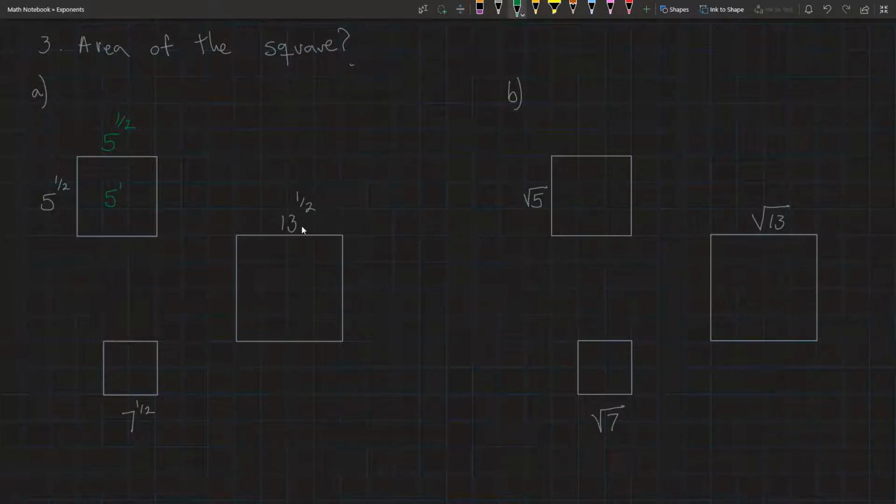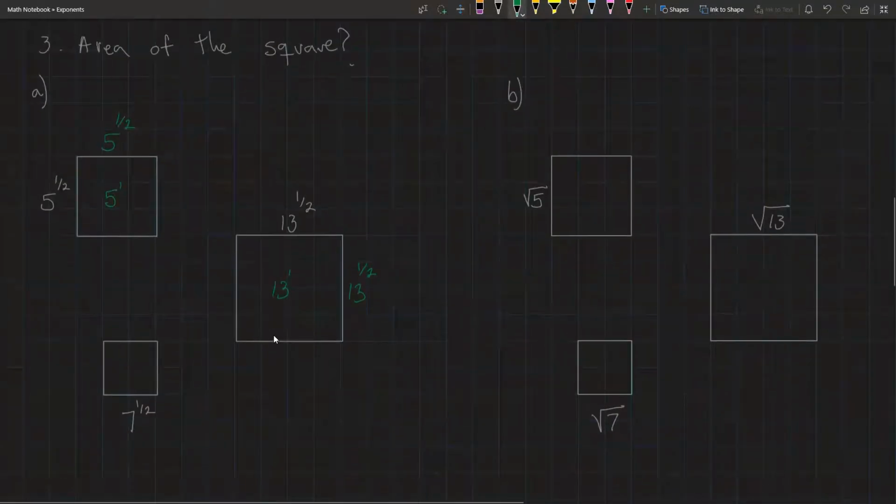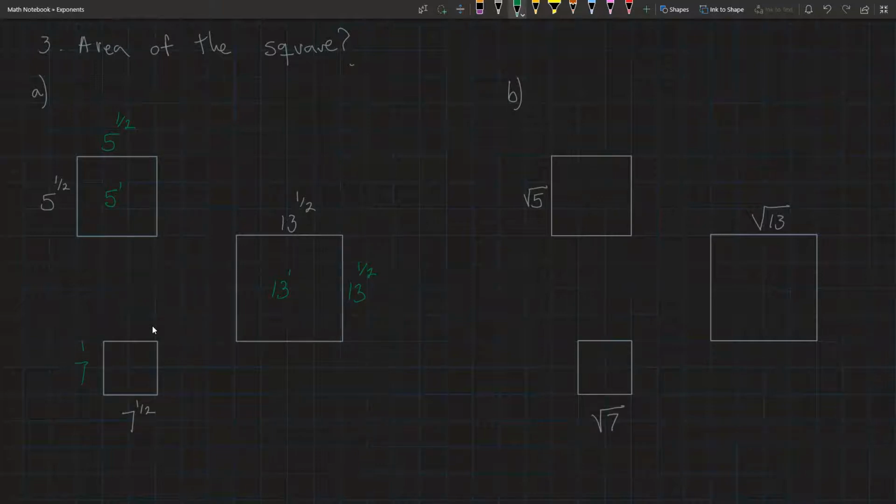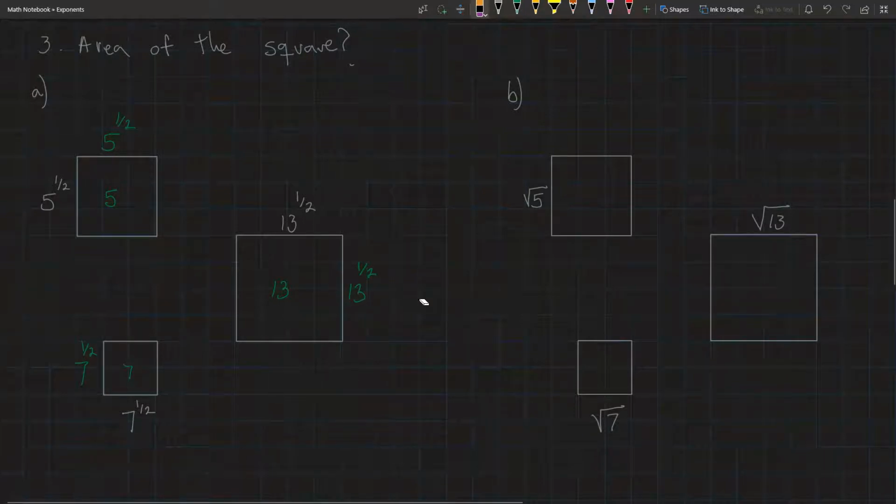It can be represented as 5 to the first or just 5. That's good. Next one, if this is 13 to the 1/2, what do we know about this side length? It's also 13 to the 1/2. Therefore, the area is 13 to the first power, or just 13. And then same type of thinking here on the smaller one. If this is 7 to the 1/2, this is also 7 to the 1/2, right? Therefore, we know that this times this is 7 to the first, or just 7. I think I'm going to write them without the exponent of 1. It just looks better that way. That's the idea, right? Cool.